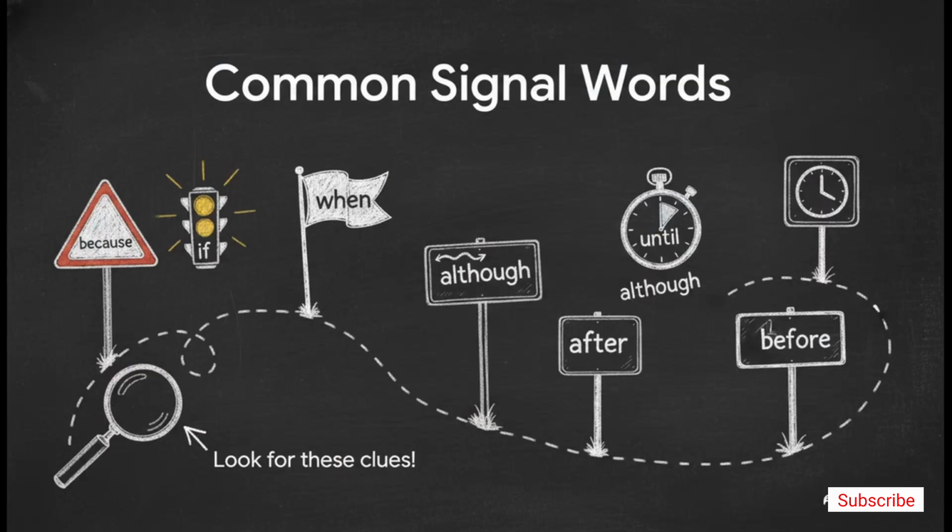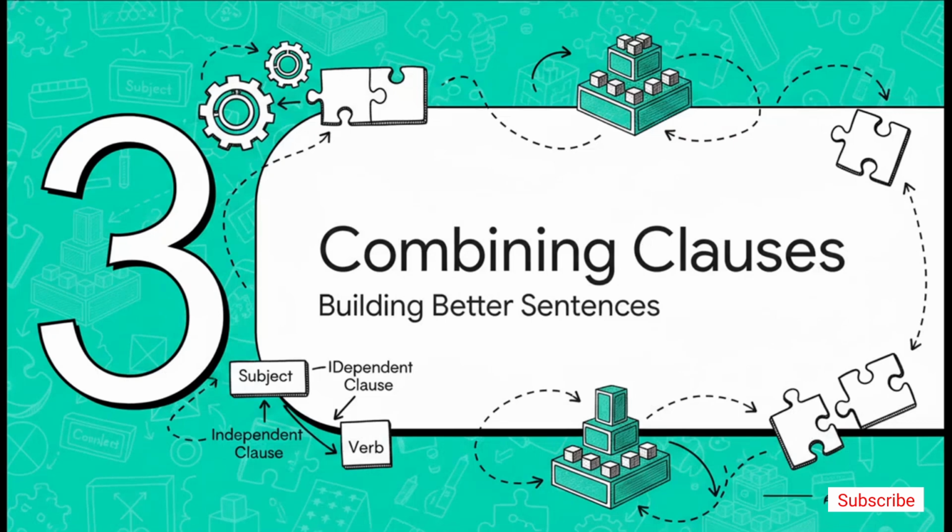So here's the crucial takeaway. You have to look out for these signal words like because, if, when, while. These are called subordinating conjunctions, and they are the number one sign that you're looking at a dependent clause. They create a connection that just has to have an independent clause to finish the thought. Okay, now for the really fun part. Let's see how we can use these clauses to build better, more interesting sentences. And this isn't just about boring old grammar rules. It's about unlocking the power to combine your ideas in more sophisticated ways.